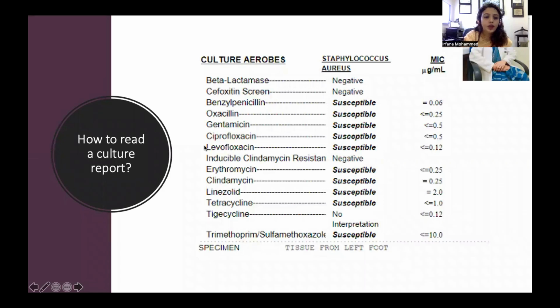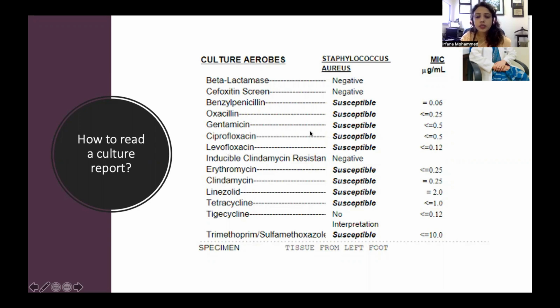Next, how do we read a culture report? So here, if you see, this is Staph aureus, as is written here. Whenever there is a report of Staph aureus, you have to decide whether this is MSSA or MRSA. MSSA means methicillin-sensitive Staph aureus and MRSA is methicillin-resistant Staph aureus. If you see this report, there is no methicillin. So how are we going to read this? We have to see oxacillin. If it is oxacillin sensitive, it is MSSA, and oxacillin resistance is MRSA.